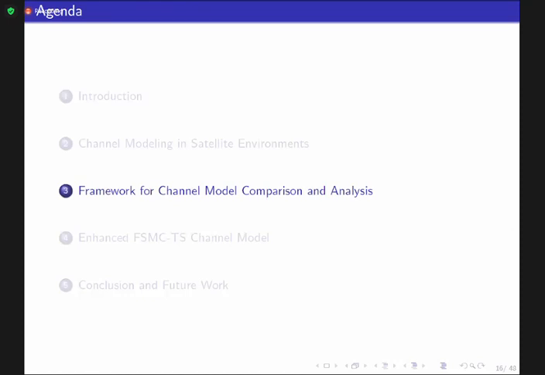So we have a bunch of channel models that can be used to model this scenario. We have no way to evaluate them, right? We have no way to compare them, no way to determine which one might be better for this scenario. So this chapter 3 is the first of 2 contributions that this work has to the community, so to speak. Here we will be presenting a framework that we're proposing to evaluate models, compare them, and analyze them, and to try to get to a definitive answer, right?